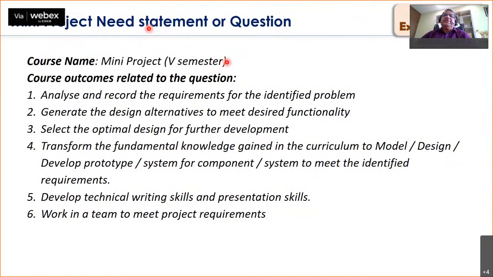Then the mini project need statement. In our university, whether it is a theory course, lab course, mini project, minor project, or final project, for all these courses they have to write course outcomes, using action words. For the 5th semester, we have a mini project. In the 6th semester, there is a minor project. And in the 7th semester, students do a senior design project.